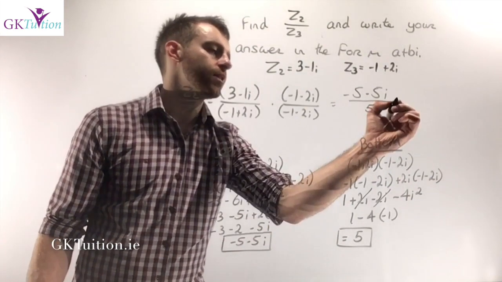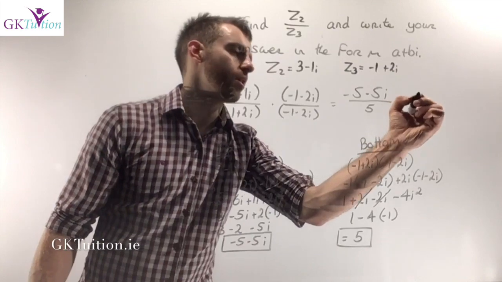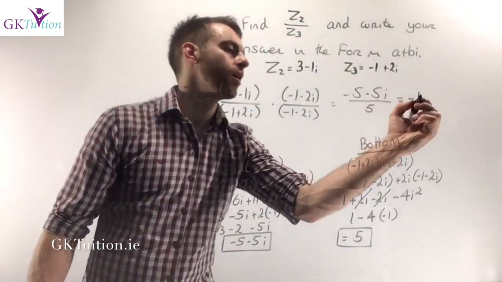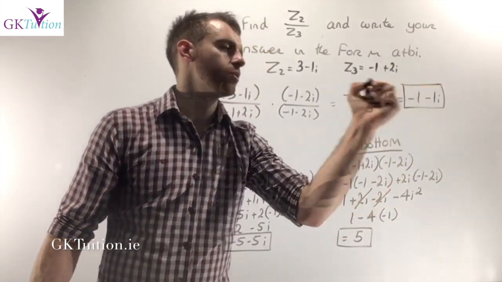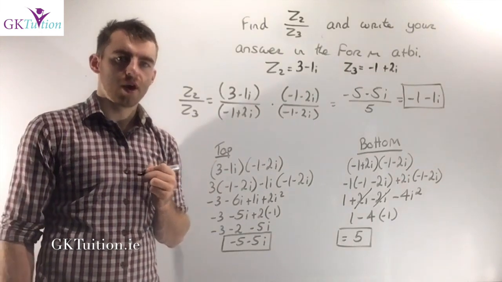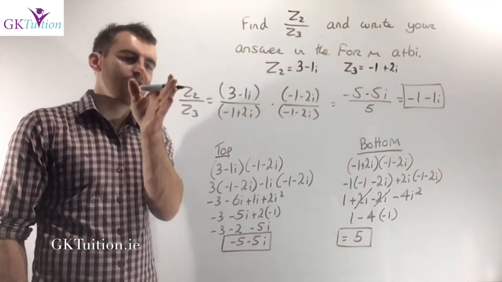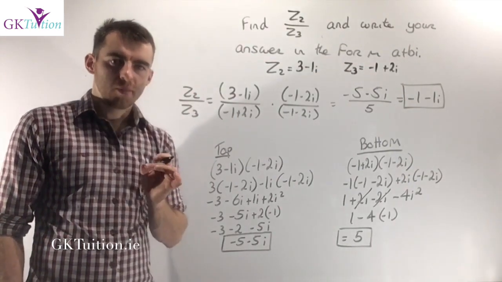Now we can simplify this one. The real value is minus 5 over 5, which just works out as minus 1. The imaginary value is minus 5i over 5, which works out as minus 1i. So your final answer there is just minus 1 minus 1i. So that's really important. Divisibility comes up a good bit in this. If you're dividing one complex number by another, you multiply the top and the bottom by the conjugate of the bottom.